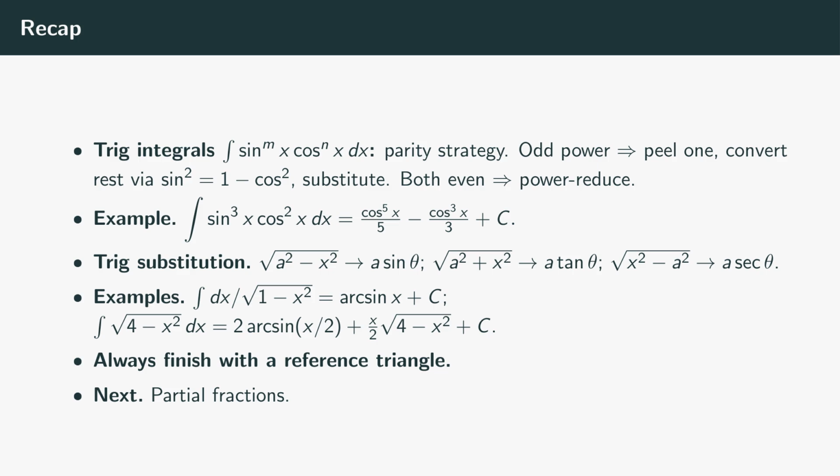Worked examples. The integral of dx over the square root of 1 minus x squared equals arcsine of x plus c, and trig sub just derived that, no inverse function rule required. And the integral of the square root of 4 minus x squared dx equals 2 arcsine of x over 2 plus x over 2 times the square root of 4 minus x squared plus c, which is the area under a semicircle of radius 2, geometry from pure algebra.